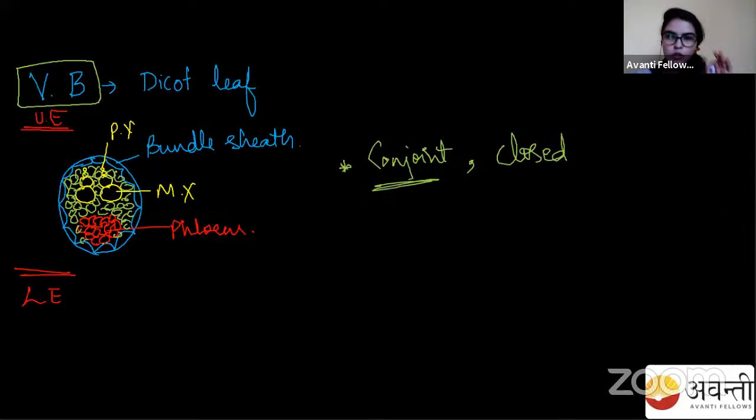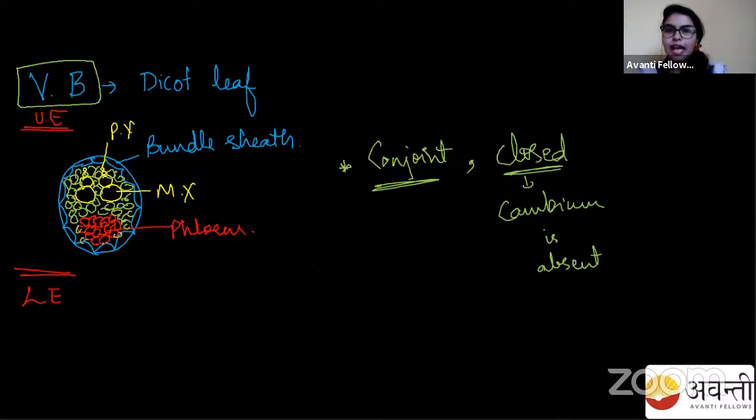Okay, so conjoint, xylem and phloem are together in a single bundle and cambium is absent. Hence we are calling it closed. Cambium is absent. So this is the vascular bundle that you're going to see in the dicot leaf.